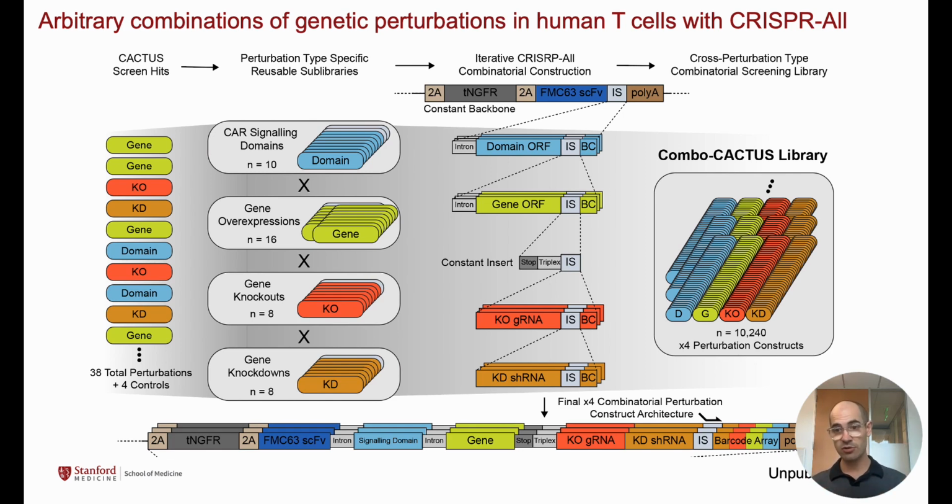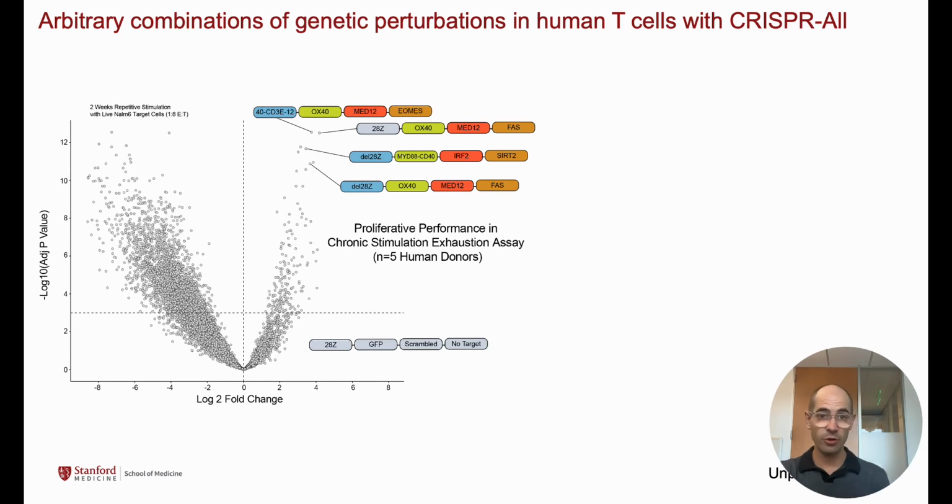So each construct has a different signaling domain, a different gene being overexpressed, a different gene being knocked out, and a different gene being knocked out. And you can screen all of this simultaneously together, and we get all kinds of interesting patterns and much more powerful things in this assay with a proliferation readout.